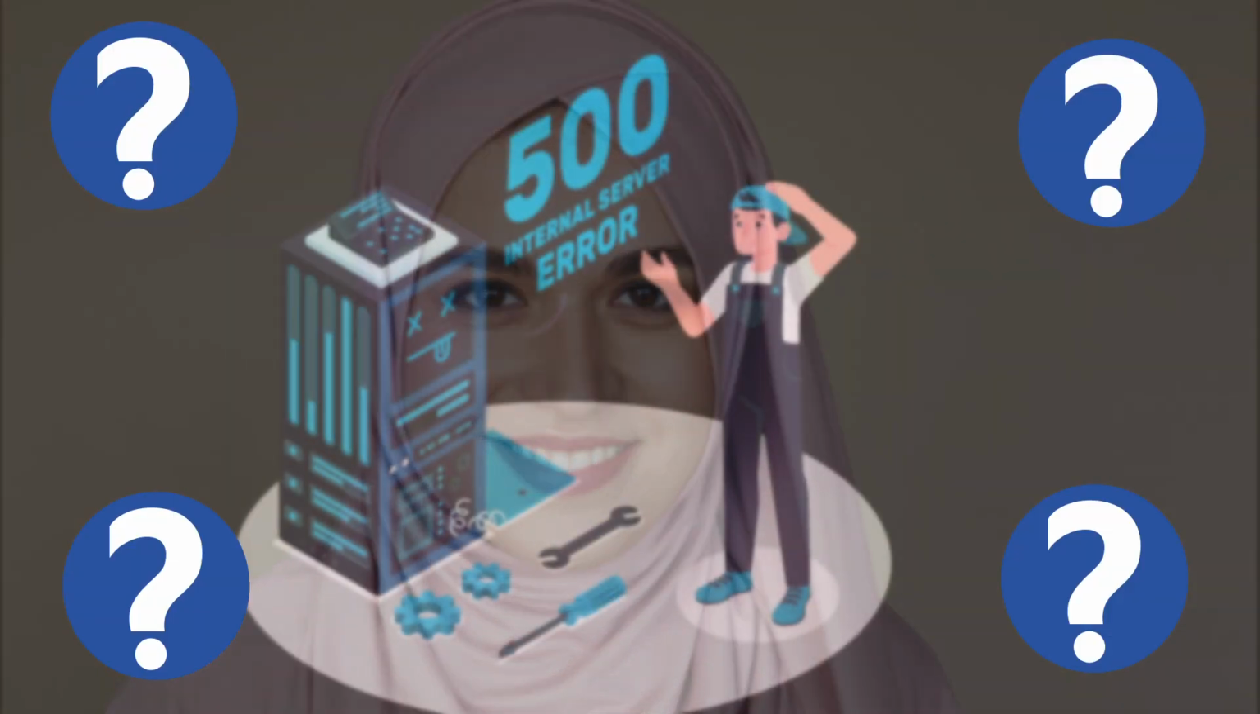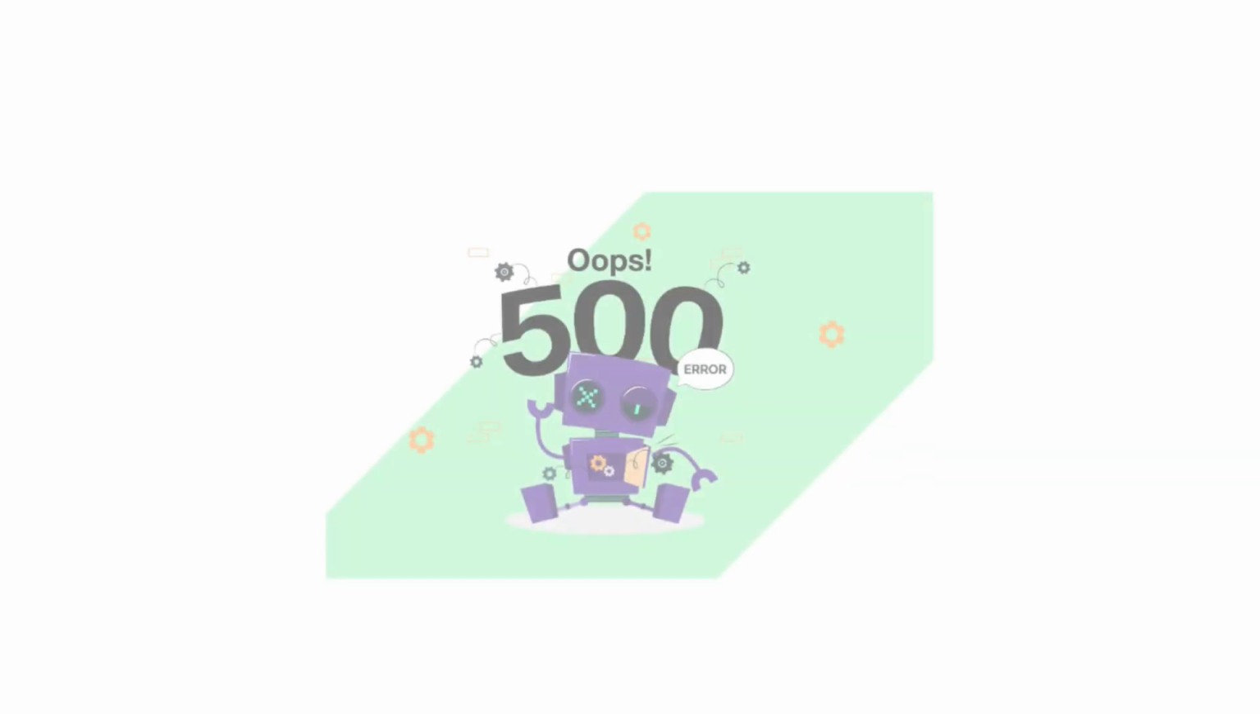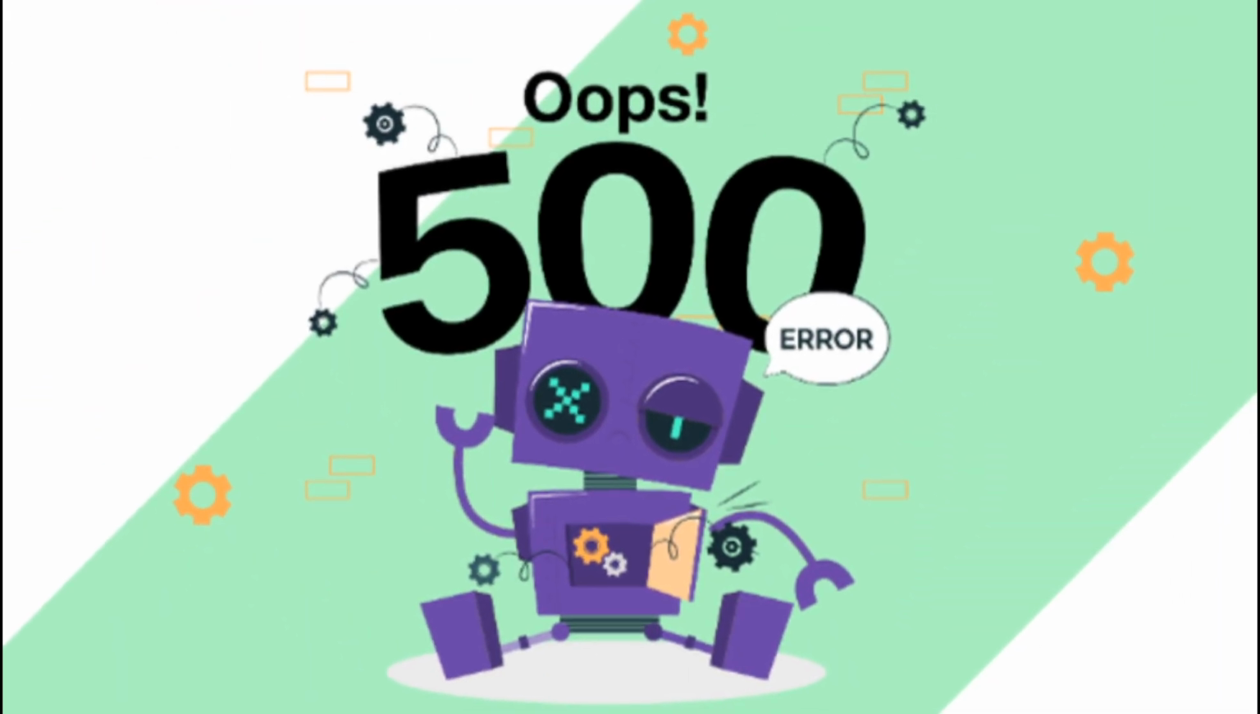Let's dive in. What is HTTP error 500? This error is basically the server's way of saying, oops, something went wrong, but I'm not quite sure what. It's a server-side issue, which means the problem is with your website server, not with your browser or internet connection. So what could be causing this error?